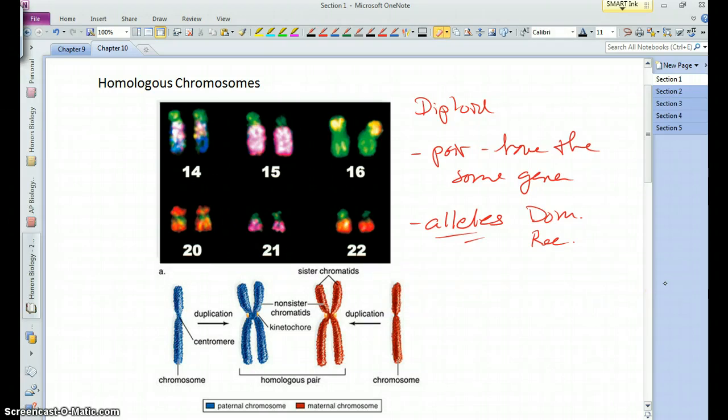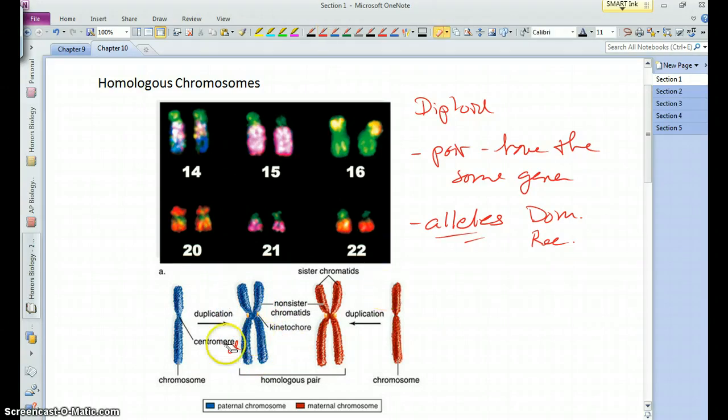Okay, so here in the middle, we're seeing those duplicated chromosomes after the S phase, in which now each chromosome consists of two chromatids. And so these two chromatids here are exact copies of each other. They will have the exact same form of each gene, and the same with the red one.